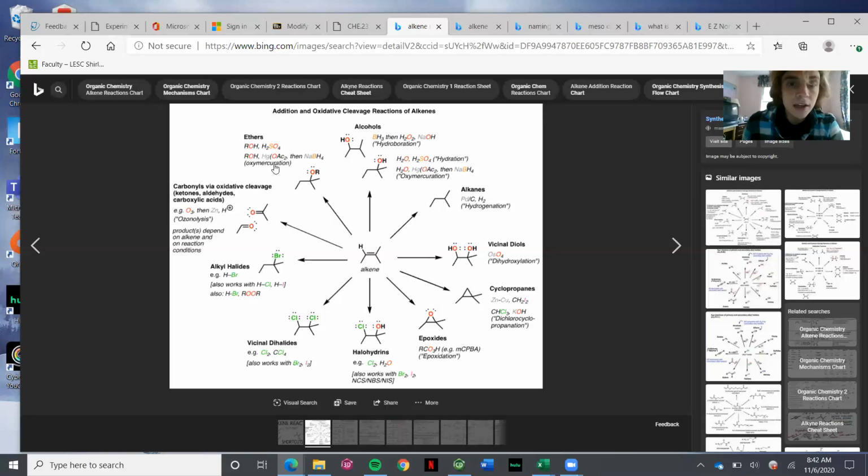Now, another way to make an ether, similar to the hydration we spoke about with water and an acid H2SO4, if you use alcohol and an acid H2SO4, you'll get the ether equivalent, also Markovnikov.